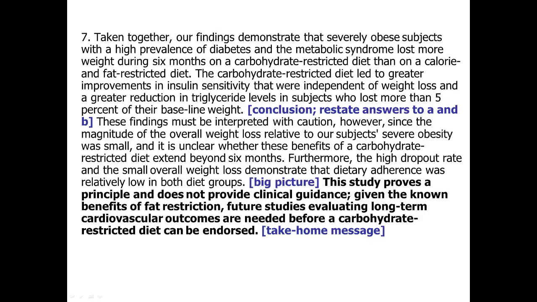So based on all that, they give a take-home message. So this is the take-home message that they're really giving to physicians. This study proves a principle and does not provide clinical guidance. Given the known benefits of fat restriction, future studies evaluating long-term cardiovascular outcomes are needed before we can endorse a low-fat diet. So they are giving kind of a take-home message. They don't want to overstate their findings, they're saying. There's still some questions to be answered, and we don't want to translate our findings yet into an actual clinical recommendation.